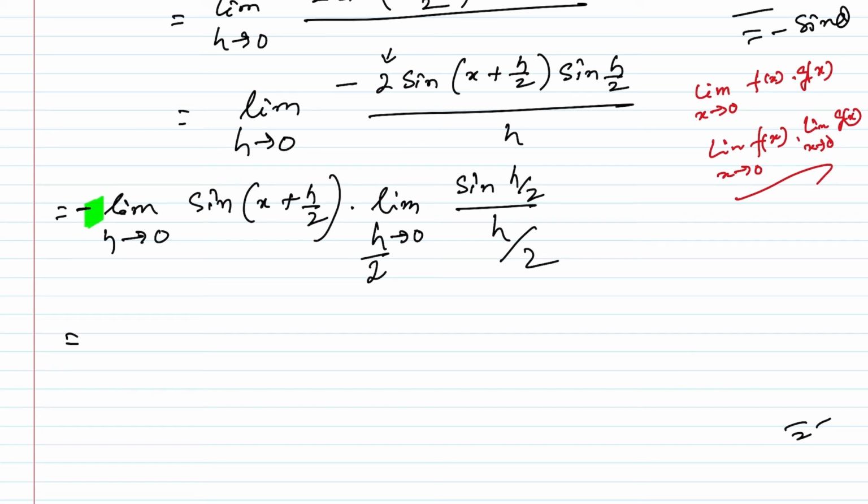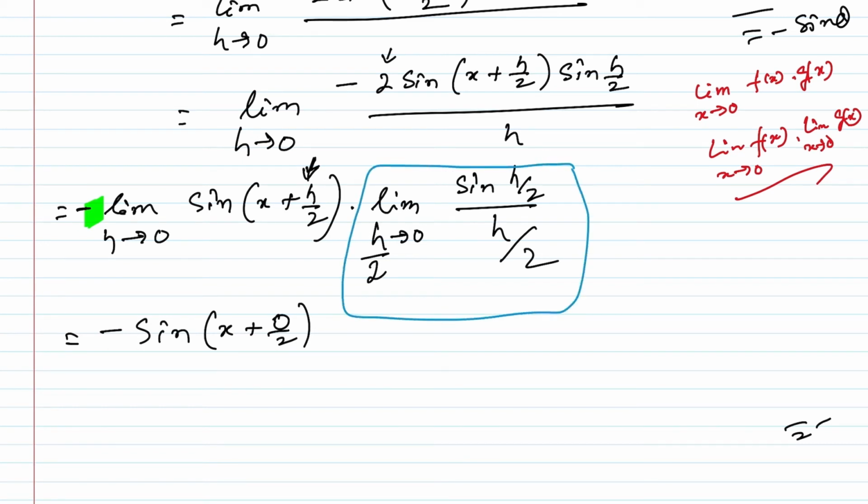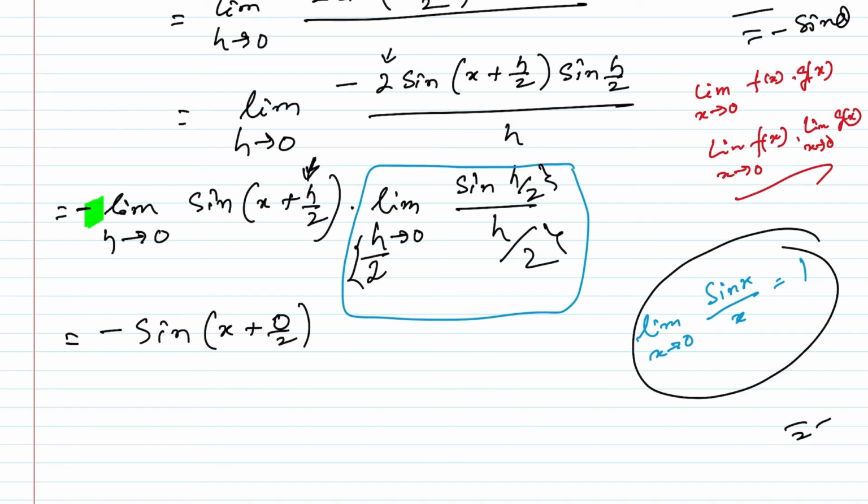Now in this case we can directly put h equal to 0, and putting this we will get minus sin x plus 0, or 0 by 2, that will be 0 again. And here you see this is a standard limit. What is that? Limit x tends to 0, sin x by x is always equal to 1. So here you can consider h by 2 as x, then you will get this.